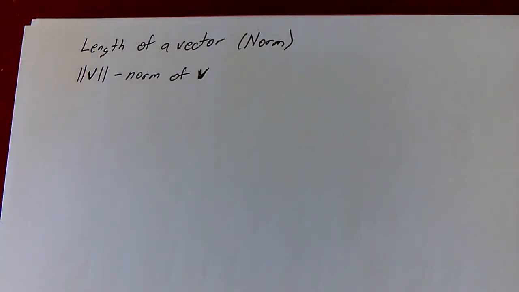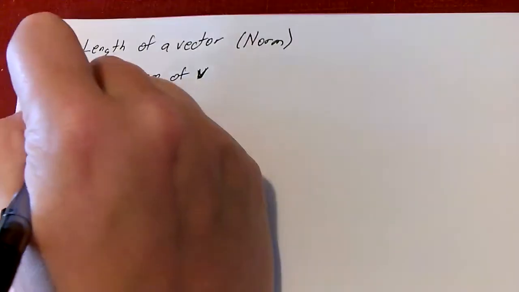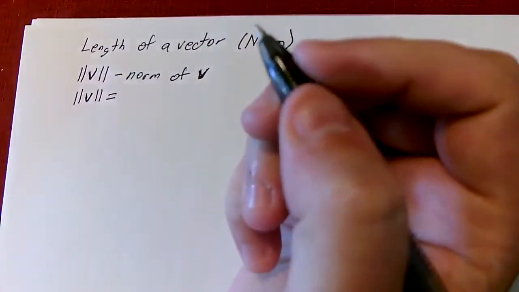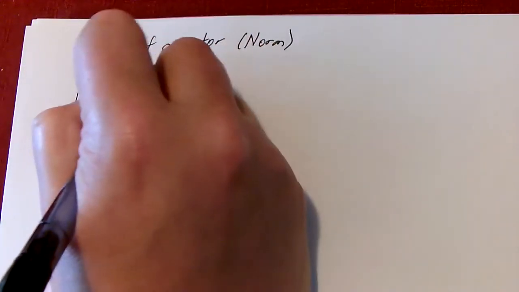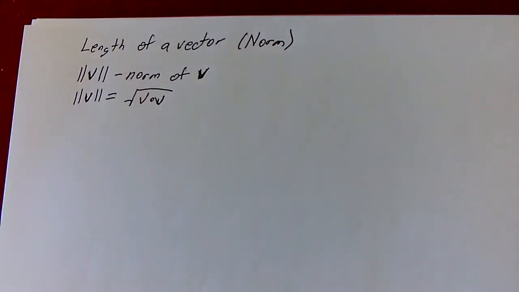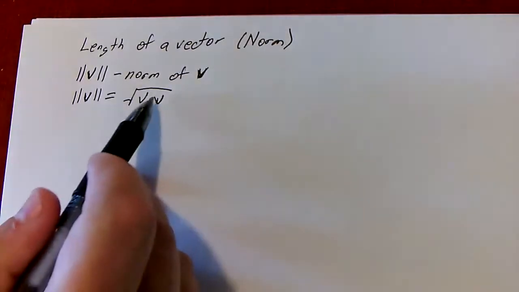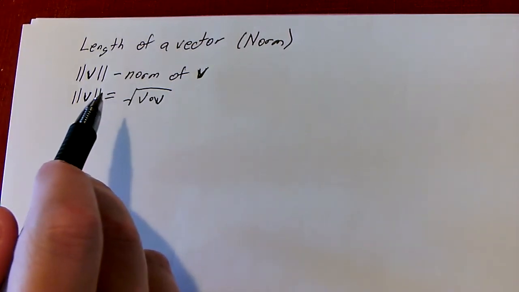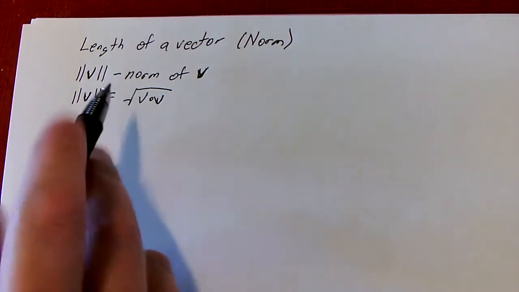Okay, V is a vector, and we're talking about its length or its norm. And then we'll define what that is for a vector. That is going to be the square root of V dot V. So we dot a vector with itself, and then we take the square root. Remember, the dot product has to be positive. So with the square root, we don't have to worry about any imaginary numbers because what's underneath there is always going to be positive.